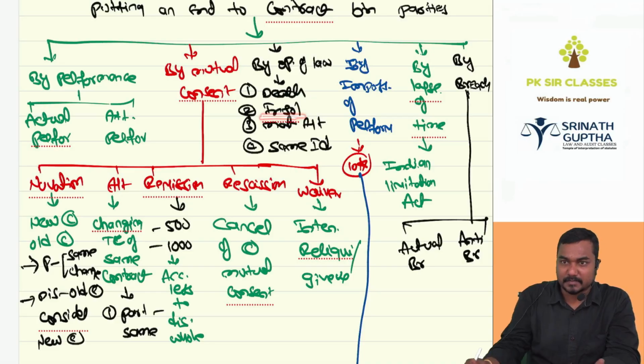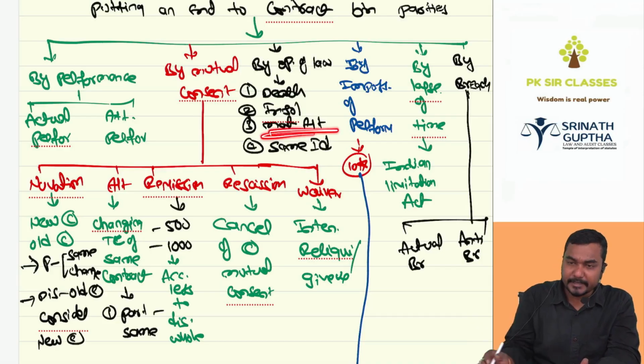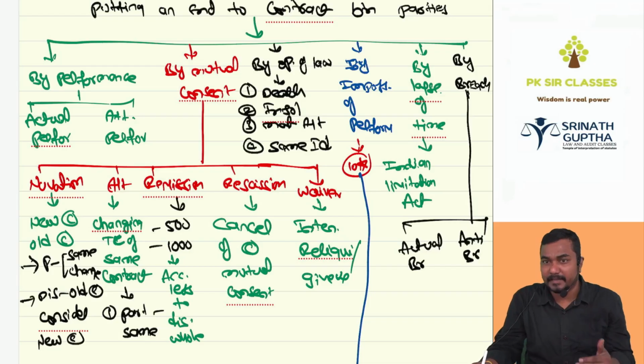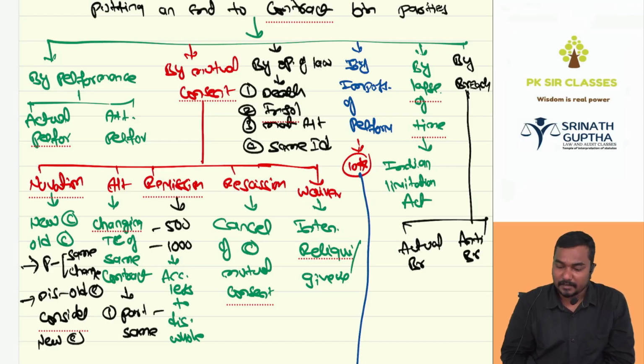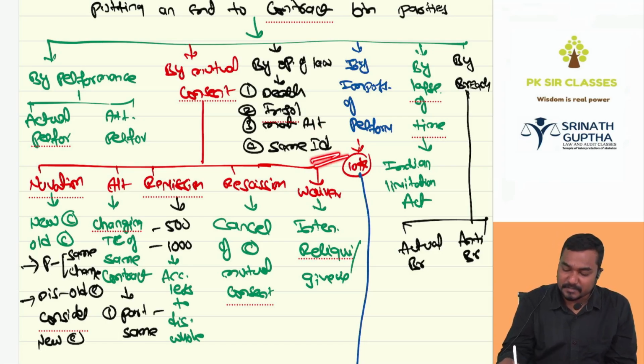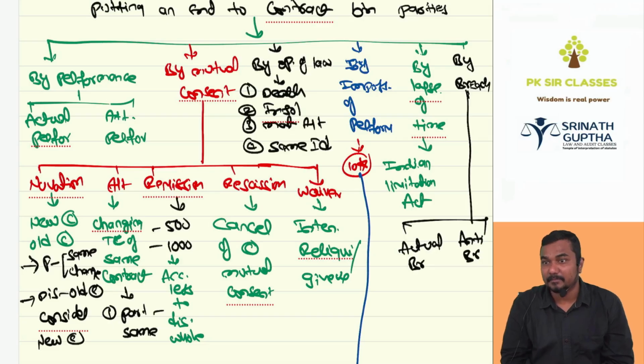By insolvency. If a person is declared insolvent, we will pay a proportionate amount, but it will be discharged for the whole as per the Insolvency and Bankruptcy Code. By material alteration: without the consent of the other party, I am changing the material terms of the contract, making 1 lakh into 10 lakhs, 1% into 10%. Then the contract will be discharged by operation of law. And the last one is the same identity: if the offerer becomes the offeree, if the promisor becomes the promisee, the contract will be discharged.